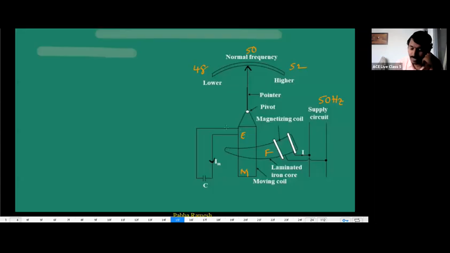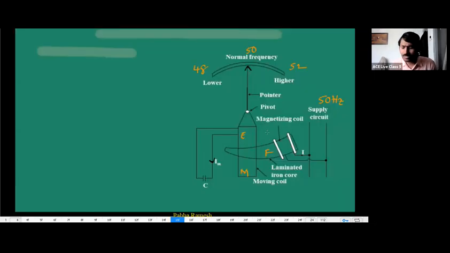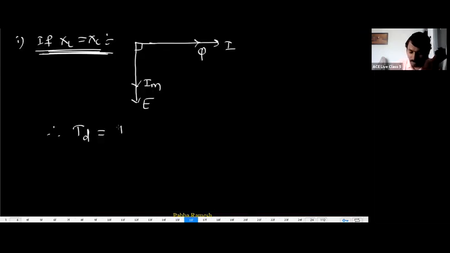Okay. If XL equal to XC in the moving coil, definitely current will be in phase with the supply voltage. So therefore, Im will be here. Are you clear? So therefore, what can we write now? Therefore, TD equal to, generally, how many coils are there? 2 coils are there, I1, I2, cos of the same concept. So therefore, TD equal to I into Im into cos of the angle between these two, or we can say TD proportional to.